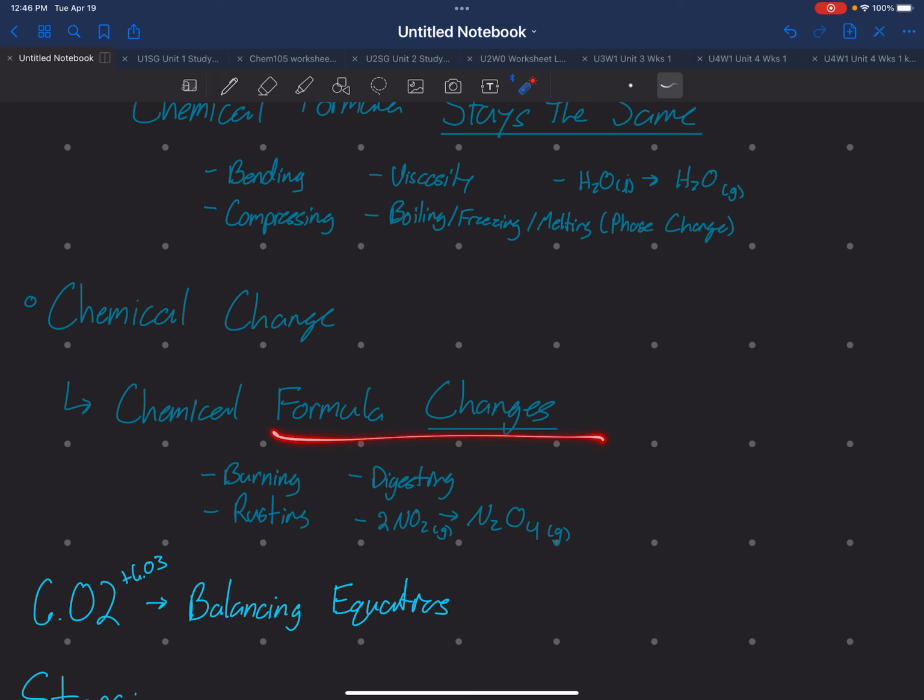And with the formula changes, we have this 2NO2 here becoming N2O4, right? So they've got the same number. There's two nitrogens here, two nitrogens here. Then we have 2 times 2, so that's 4 oxygens, 4 oxygens. The number of nitrogens and oxygens stayed the same, but this is a different formula now, which is why it would be a chemical change.